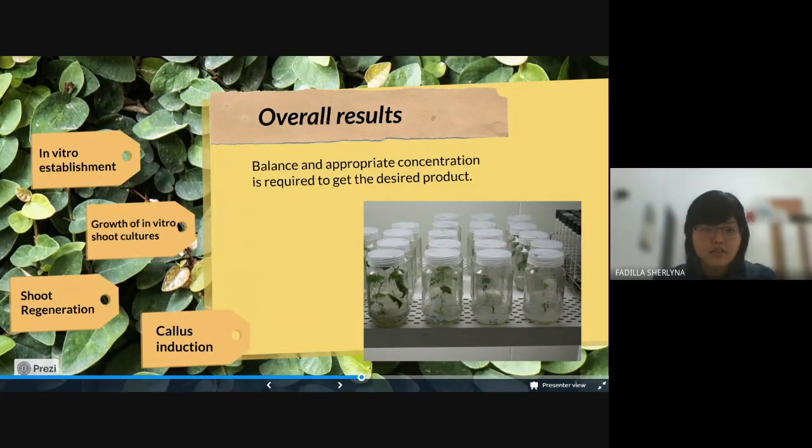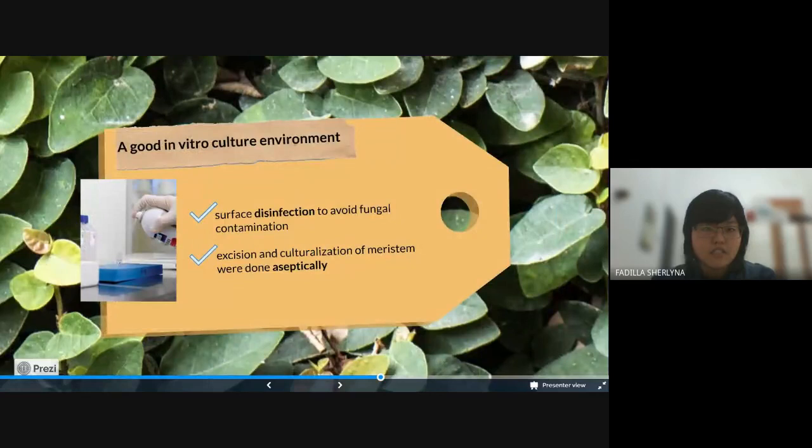So the next one is the result, in which a balanced and appropriate concentration is required to get the desired product. Next. The first one is to establish the in vitro environment. To initiate in vitro culture, surface disinfection needs to be done to avoid fungal contamination of grapevine explants. In this study, shoot tip explants were disinfected with 0.1% mercuric chloride for 7 minutes. Then under aseptic conditions, meristems were excised and cultured on nutrient medium. The result is, if we compare to other plant tissues, apical meristems contain less endophytic contamination and grow well when cultured in vitro. Next.